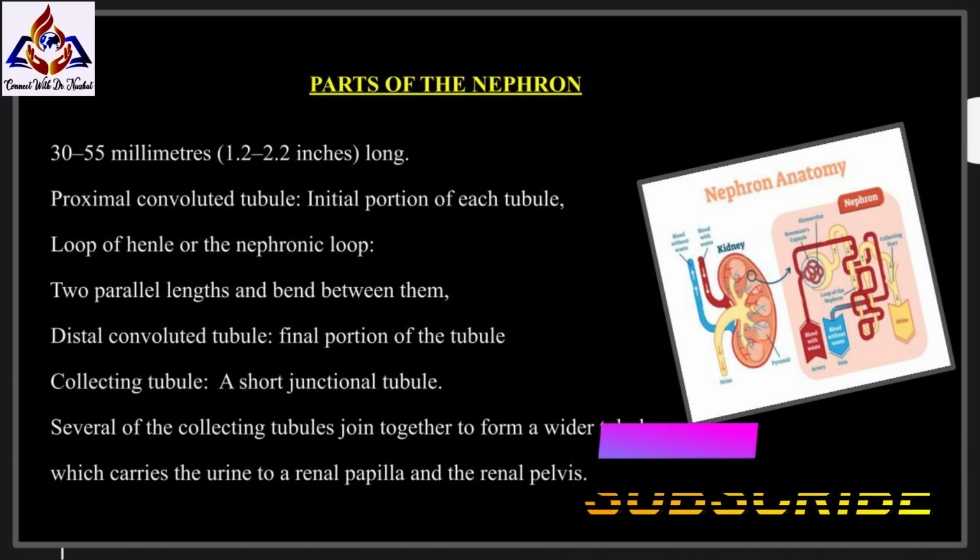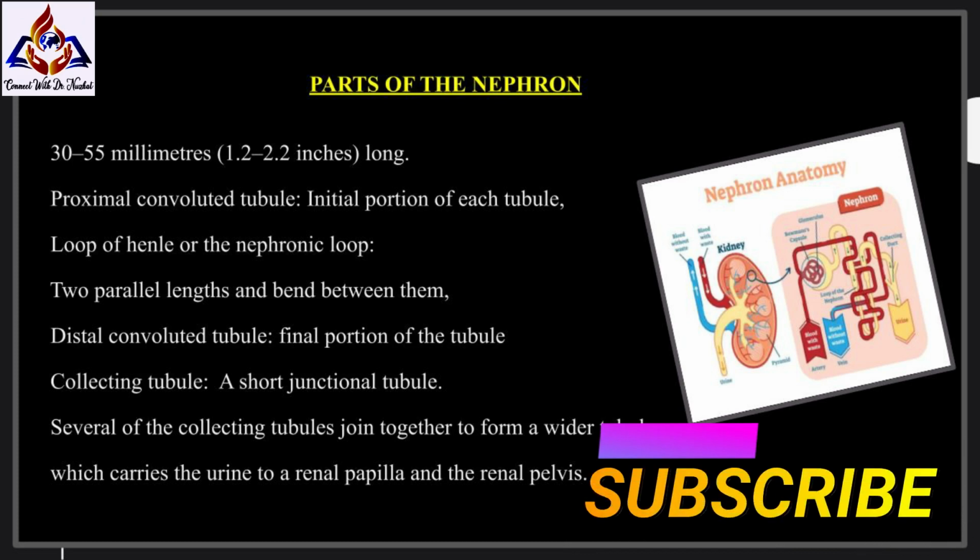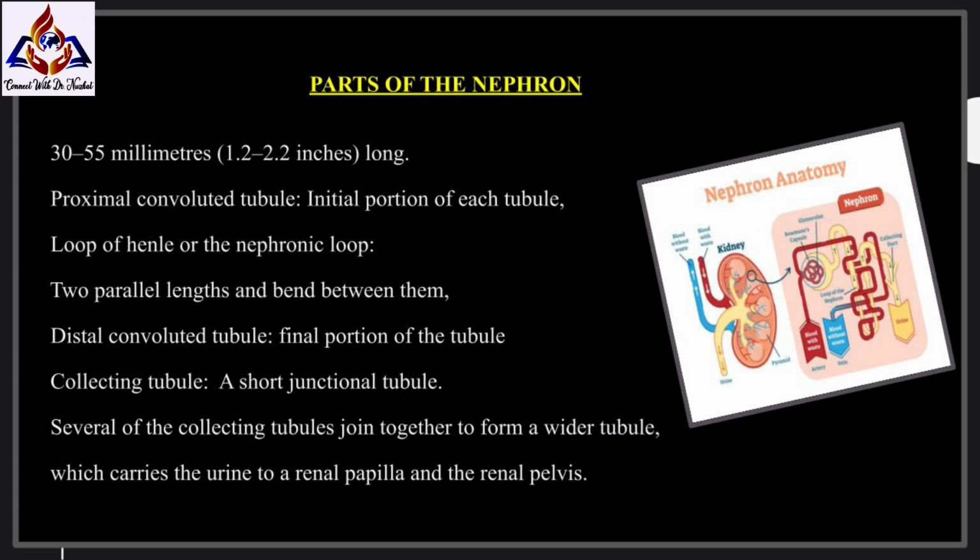After its re-entrance into the cortex, the tubule returns to the vascular pole, the opening in the cup-like structure of the capsule of its own nephron. The final portion of the tubule, the distal convoluted tubule, leads from the vascular pole of the corpuscle to a collecting tubule. By way of a short junctional tubule, several of the collecting tubules join together to form a somewhat wider tubule, which carries the urine to a renal papilla and renal pelvis.